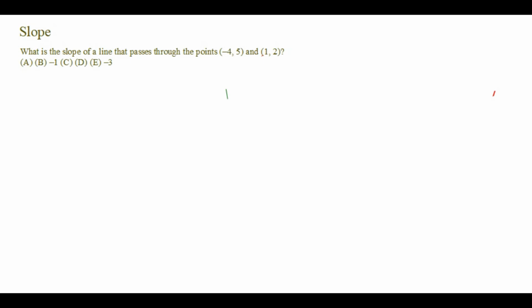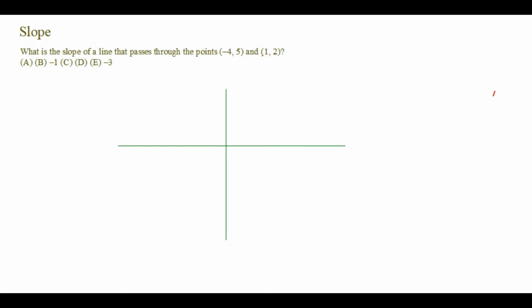Okay, so we have a question over here. It says, what is the slope of a line that passes through these points? Okay, so suppose we have a graph over here.